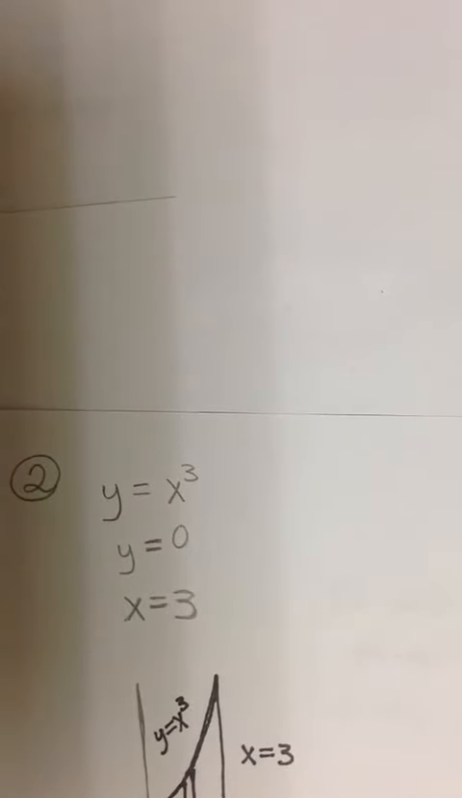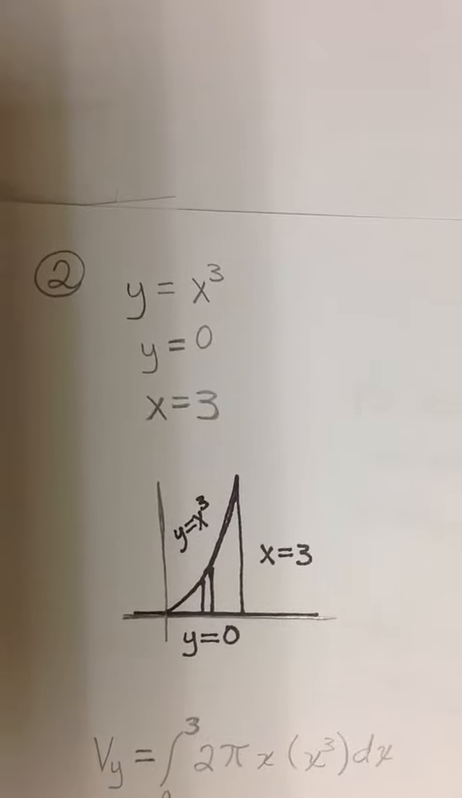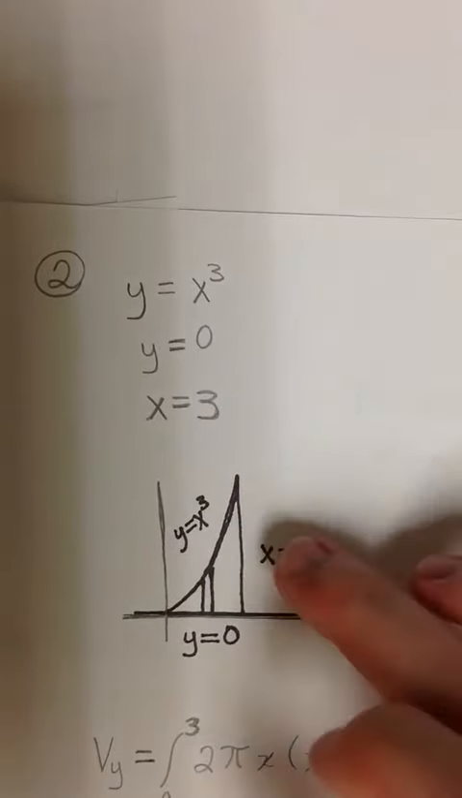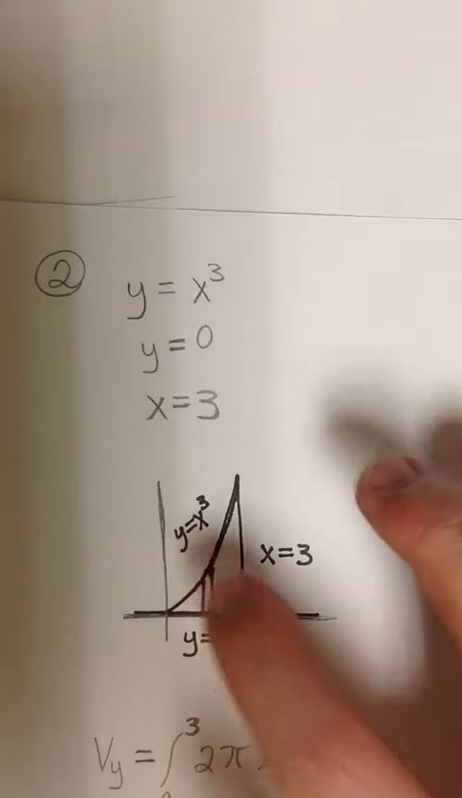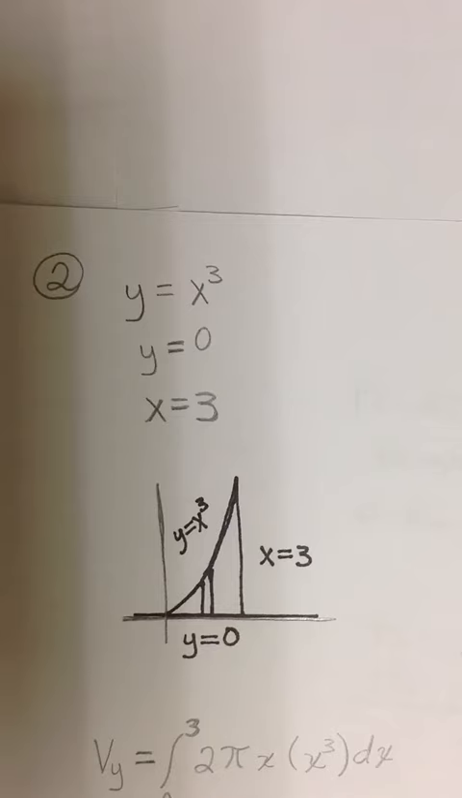Okay, once again we have the method of shells, with the functions y is equal to x cubed, y is equal to 0, and we have the barrier function at x is equal to 3. Okay, and so just as a quick illustration, we have x equal to 3, a vertical boundary, and then we have the cubic function y is equal to x to the third, and we have essentially the x-axis with y is equal to 0.